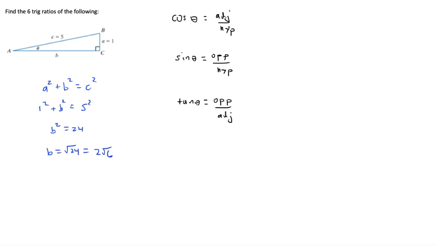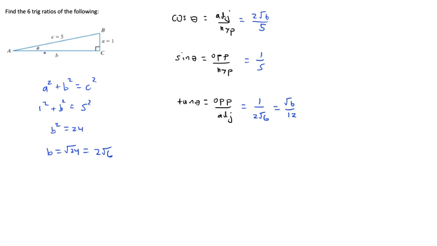So now we can answer this question, right? Cosine of theta is, in this case, b over c, or 2 radical 6 over 5. Sine of theta is the opposite side, which is, in this case, a, so 1 over 5. And the tangent would be opposite over adjacent, in this case a over b, so we get 1 over 2 radical 6. If we properly rationalize that, we get radical 6 over 12.